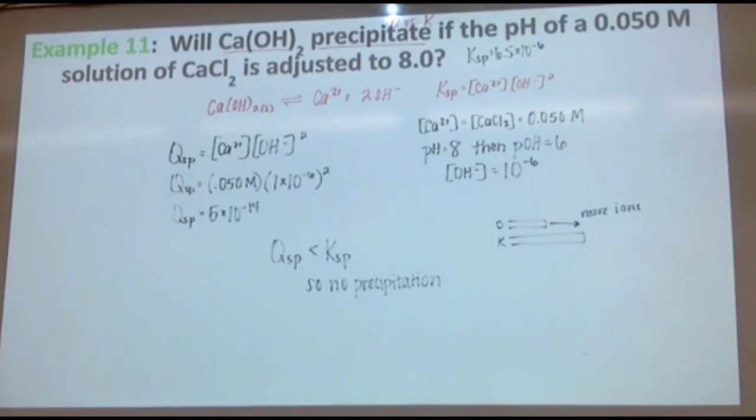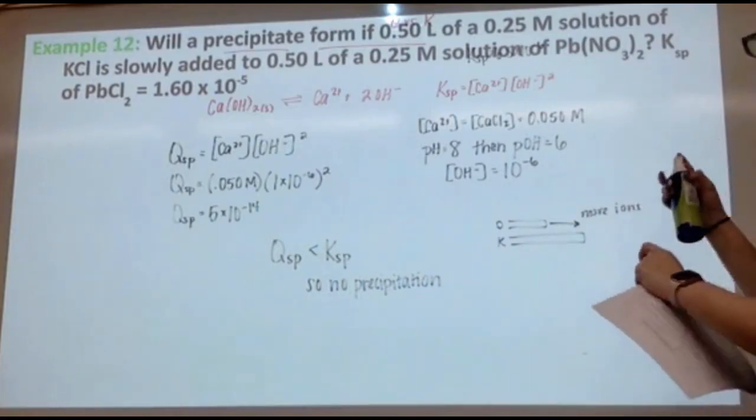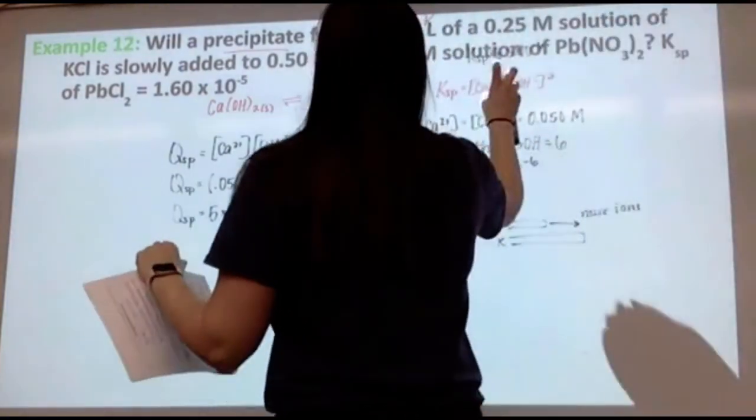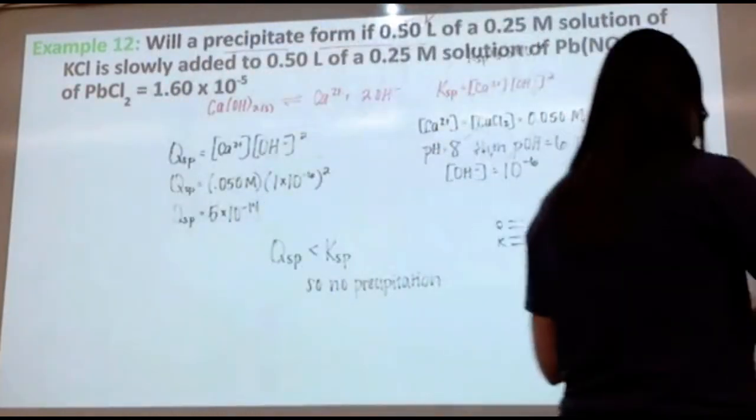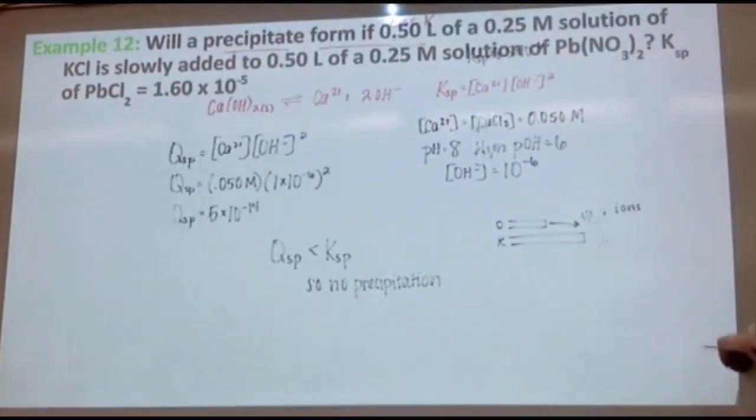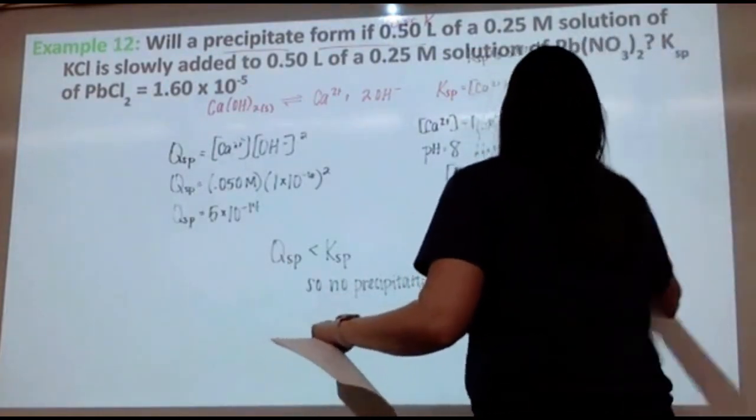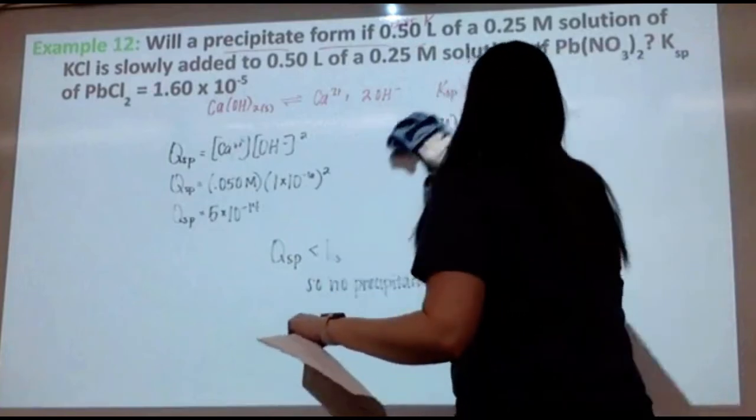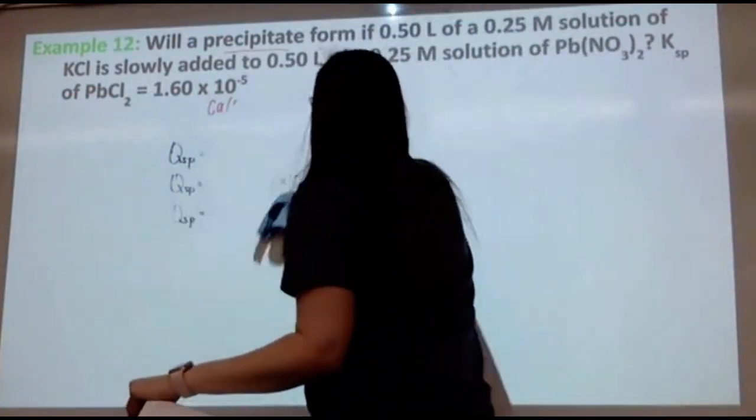So the last example that we're going to look at for today is example 12. Example 12 says, will a precipitate form? I'm going to leave precipitate underlined up at the top. Will a precipitate form means Q versus K.